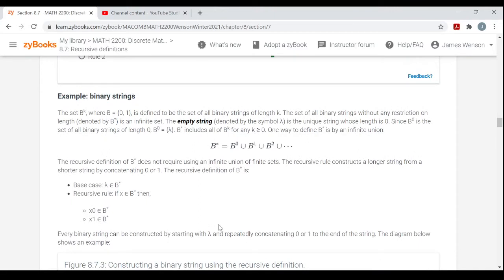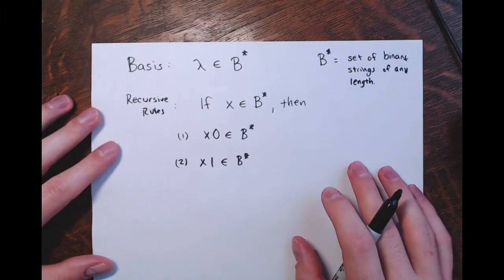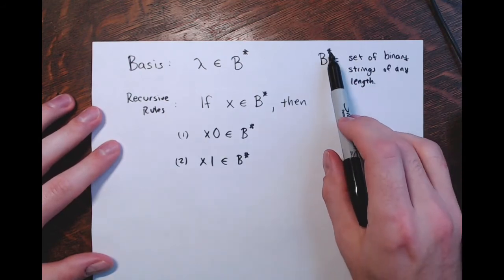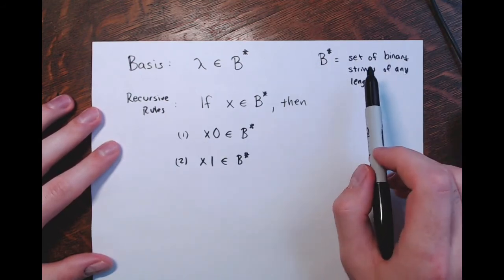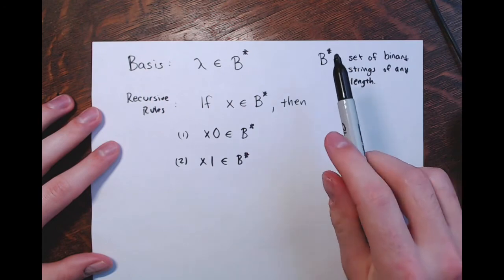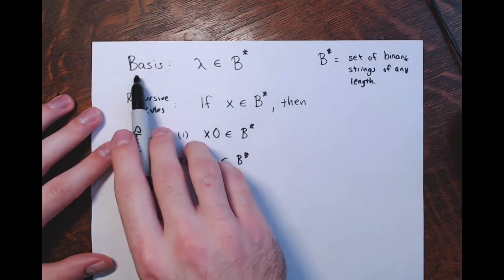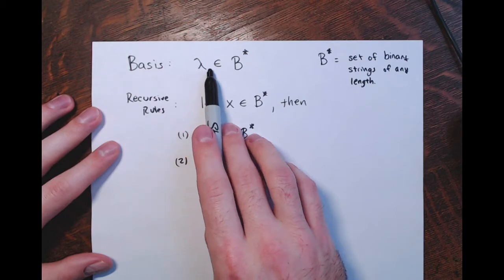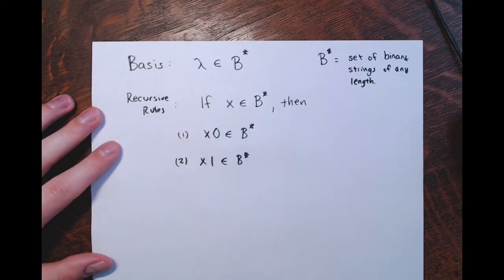Alright, so I'll write this out and show you examples of how to construct things using these recursive rules. So here's that recursive definition of the set of binary strings. This B star is the set of binary strings of any length. Now the basis is that empty string. Remember, this is the string with nothing. The string of nothing has a length of 0. That belongs to the set of strings of any length.